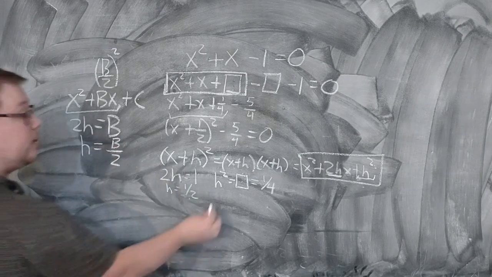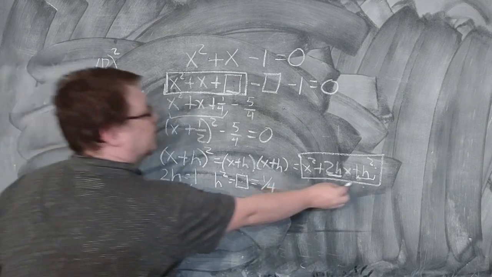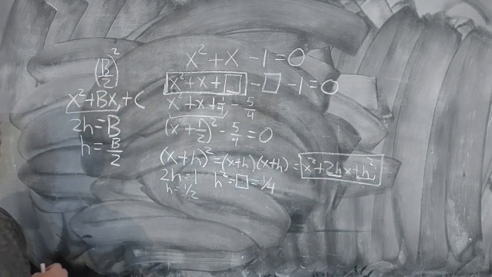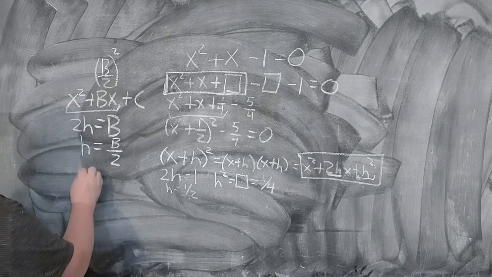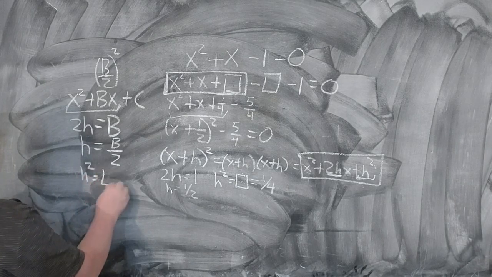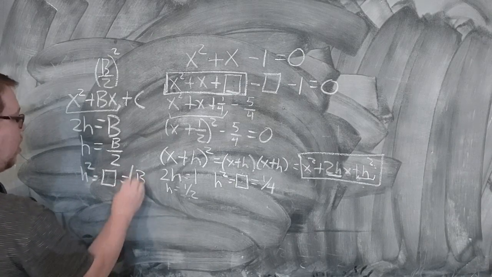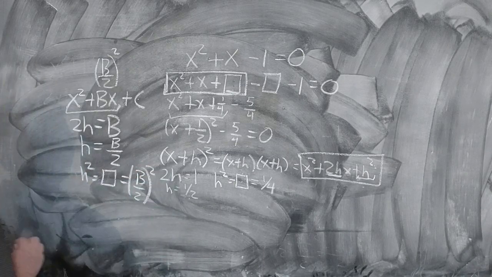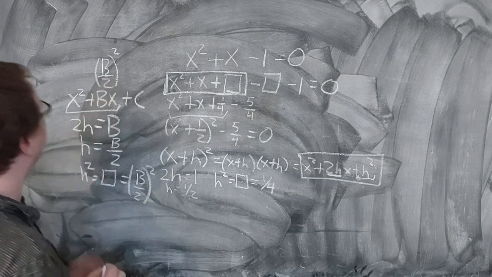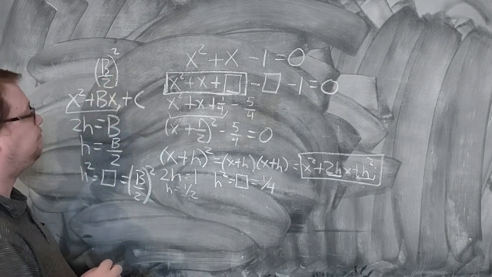And the magic number is h squared, right? Because that is this part, the constant that we add on. So h squared is our magic number, which is b over 2 all squared. And that's where we get our magic number formula from.